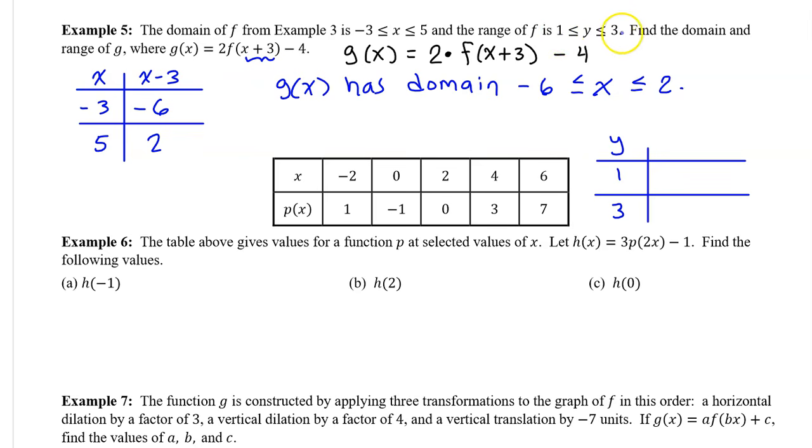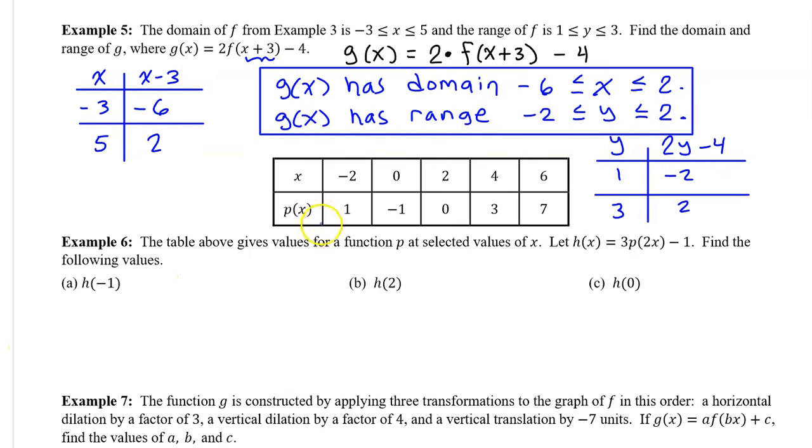Similarly, the endpoints of the range are y values, which I've recorded right here. The transformations that affect the y values occur outside of the function, the 2 and the -4. These happen just like they look. So my new y values, which will give me my new range, can be found by using the expression 2 times y minus 4. So 2 times 1 is 2, minus 4 is -2. 2 times 3 is 6, minus 4 is +2. So the range of g of x is the closed interval from -2 to +2.